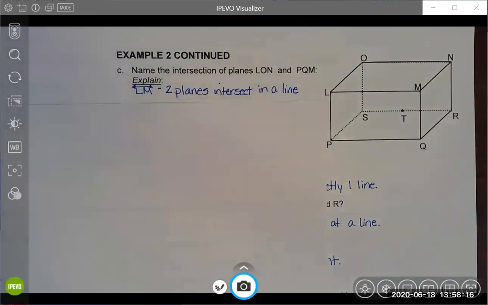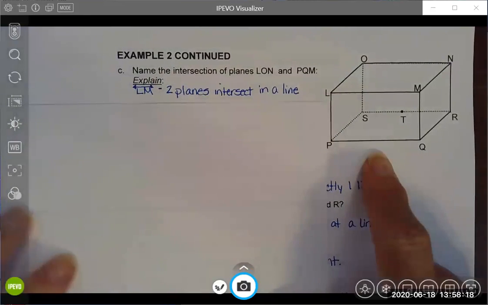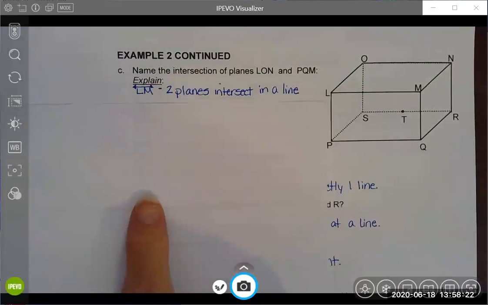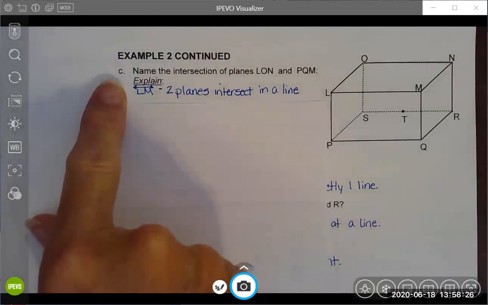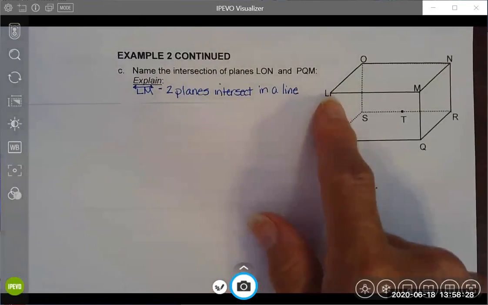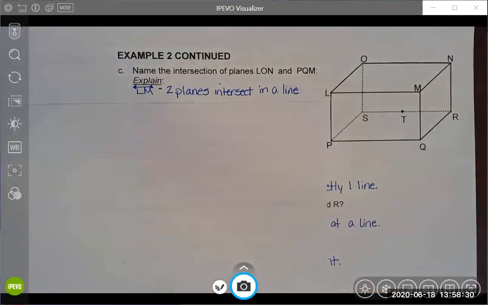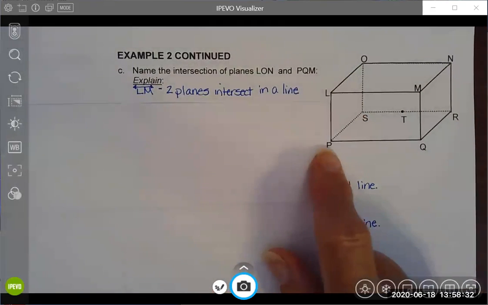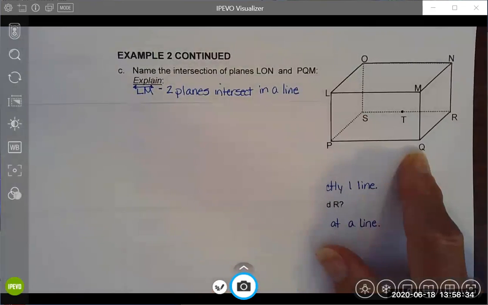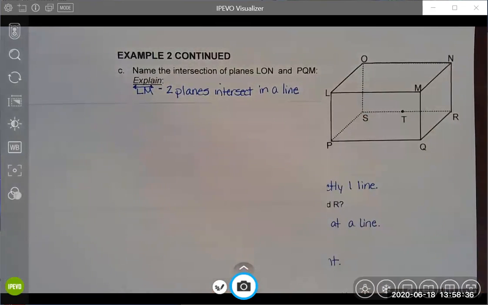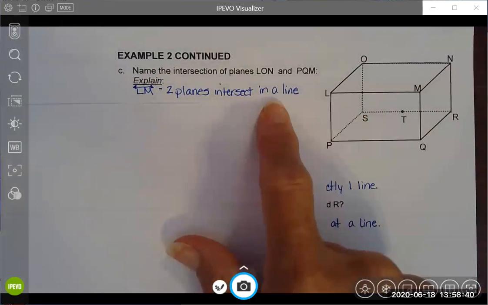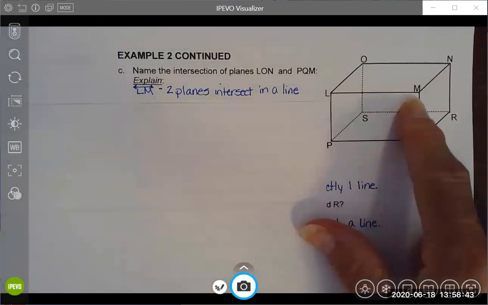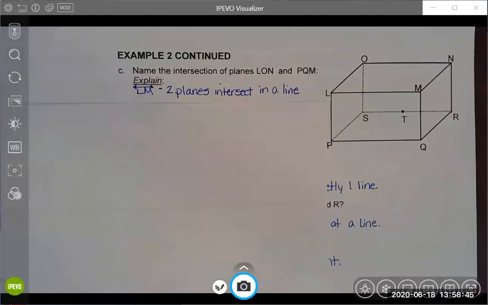Okay, let's look at some more examples. Again, we're using our box of tissue or a box of cereal as our representation for this picture. Example C, 2C, is asking us to name the intersection of plane LON, which I would call the top, and plane PQM, which would be the front. And two planes will always intersect at a line. That was one of our postulates. And in this case, that line happens to be LM.